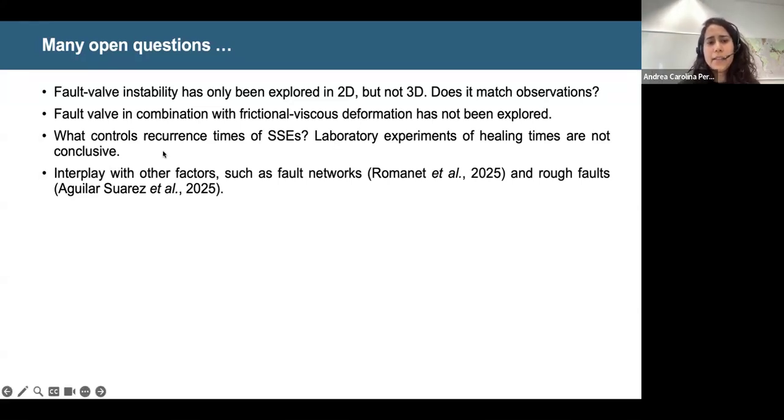And also an important variable to consider here is the interplay with other factors such as frictional viscous deformation, and fault valving has not been explored in that context. Also, what happens when we consider fault networks and rough faults? There have been some studies that I cite here that have worked in that direction to explain that interplay.